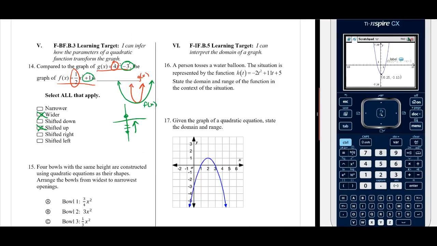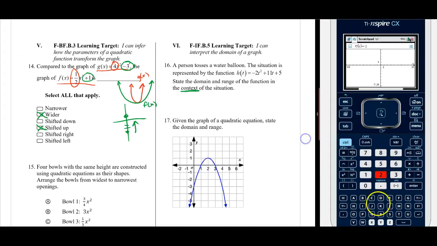Alright, 16. A person tosses a water balloon. The situation is represented by the function negative 2t squared plus 11t plus 5. State the domain and range of the function in the context of the situation. So we have a big issue with that in class. Context of the situation, you have to think about what's actually happening. So let's look at the graph.